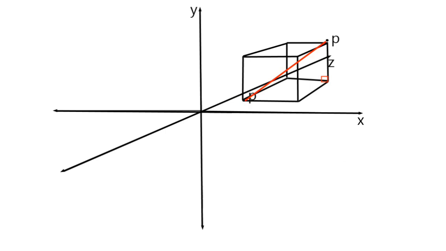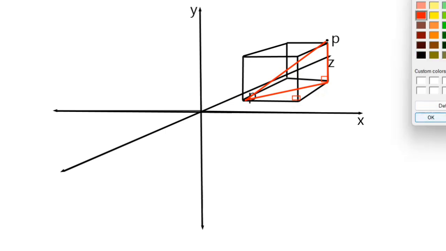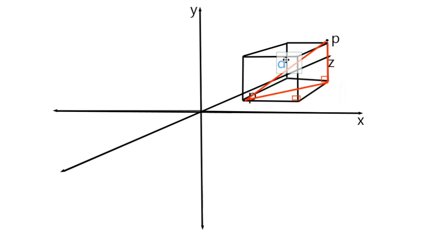And then let's make this line. So as we can see, we have a triangle here, and we have two triangles. This is just a right triangle too. And this distance, what we're looking for, let's call this D.